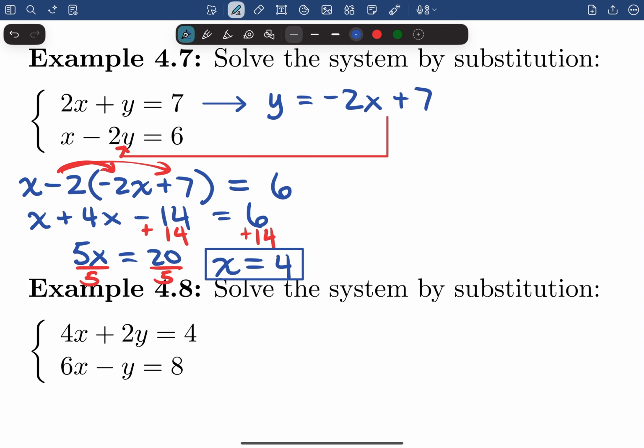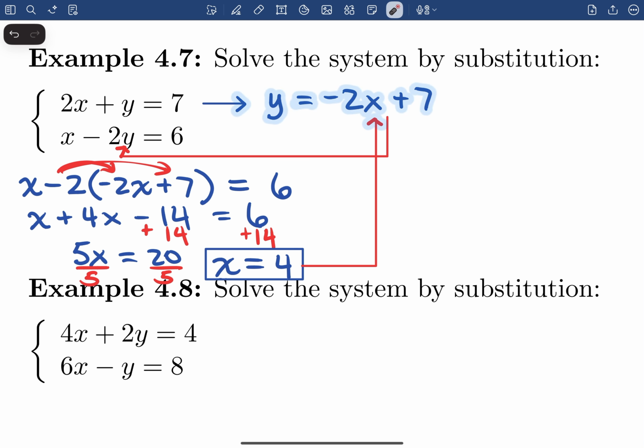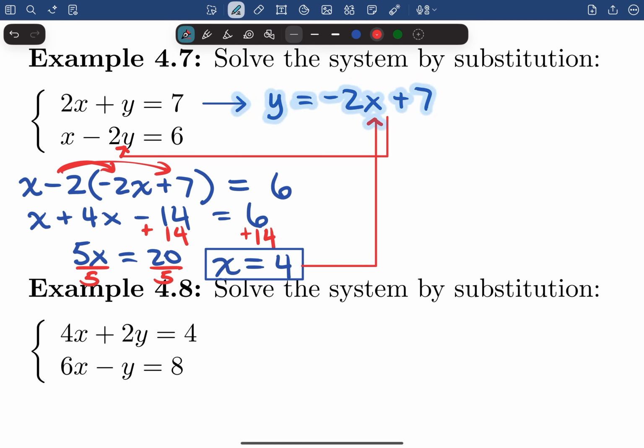Well, next, I now need to solve for the y variable because I have x and y in the ordered pair, which is the solution. So I'm going to take my answer and I'm going to plug it in right here to get the answer for y, right? So I want to know what y is. It's negative 2 times 4, because x is 4, plus 7. Okay, so I'll write that out. Y equals negative 2 times 4 plus 7, which is negative 8 plus 7, negative 1. Great. So I now know that y equals negative 1.